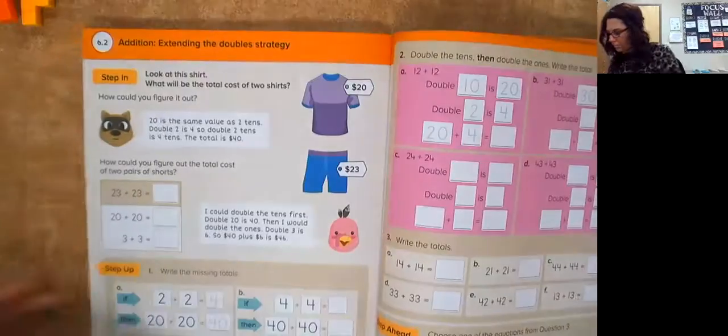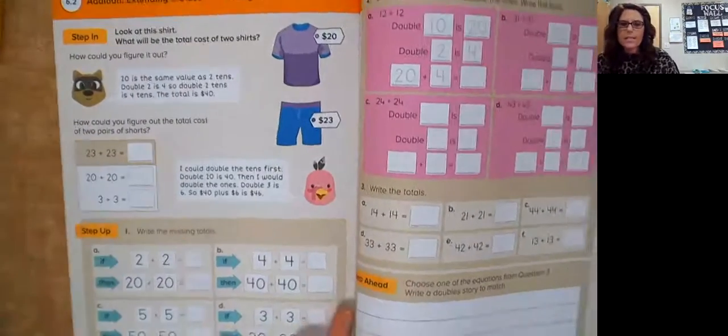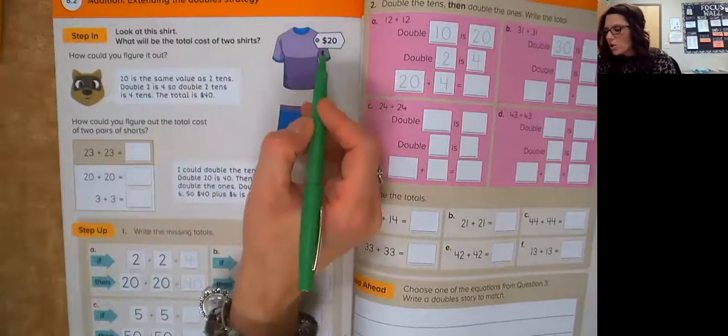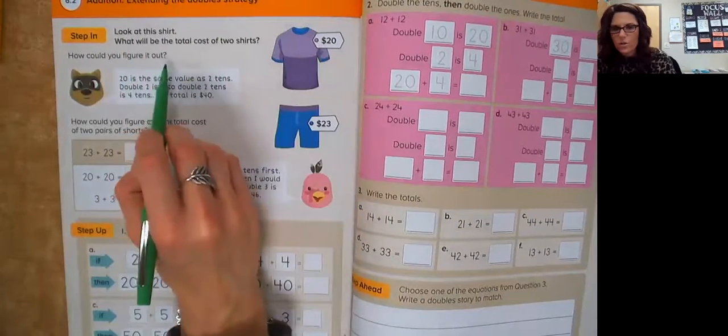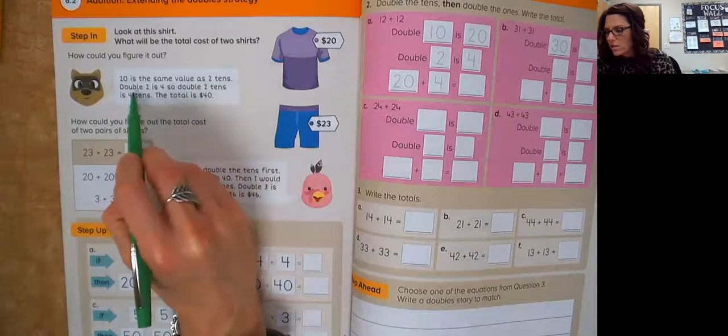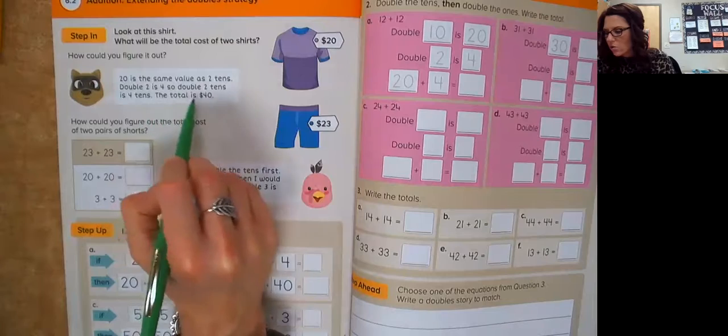Okay, so we're on page 198. It's lesson 6.2, sorry. And it says right here, look at this shirt. What will be the total cost of 2 shirts? Well, how could you figure it out? The shirt is $20, and it says 20 is the same value as 2 tens. Double 2 is 4, so double 2 tens is 4 tens, and the total is 40.